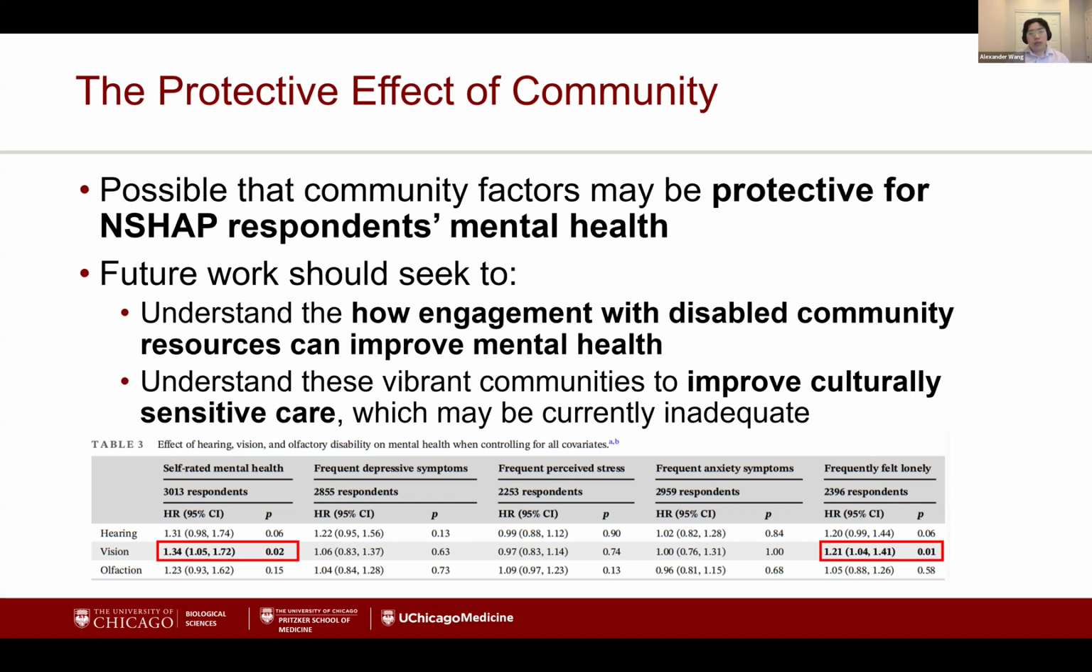And I think also importantly, this really puts onus on medical professionals to try to understand these vibrant communities, to try to understand the disabled community and improve culturally sensitive care, which current studies suggest may be inadequate, right? And just some of the things I showed at the beginning of the PowerPoint, there's reason to believe that culturally competent care is not there.